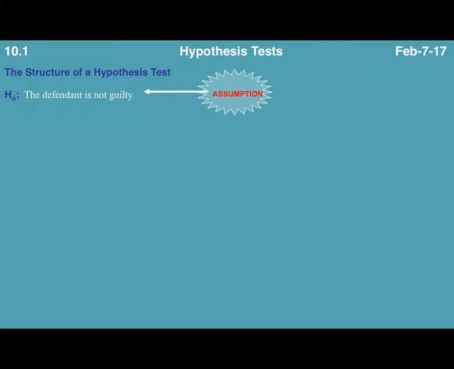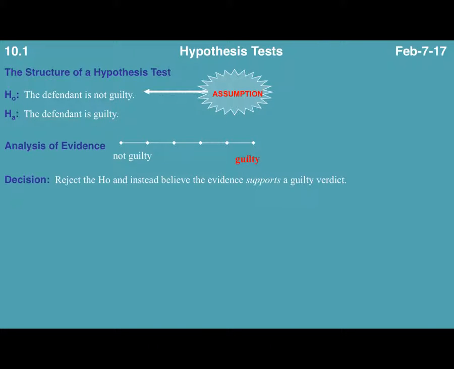And then, what do they look for evidence in favor of? What do they try to prove? That you're guilty. So that's the alternative. The null is what you assume to be true. The alternative is what you look for evidence in favor of. So we initially assume that you're not guilty, and then we find all this evidence to prove the opposite, that you are guilty. In the case of a hypothesis test, that means that you reject the null, and you instead believe the alternative. So enough evidence has been shown to believe the alternative.